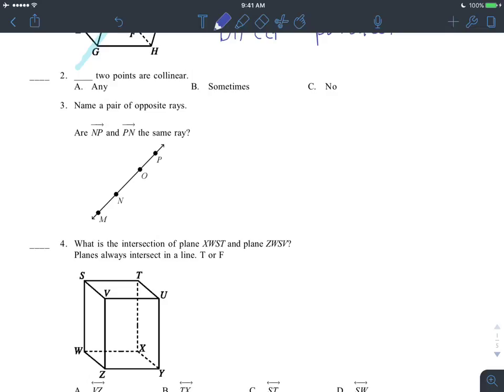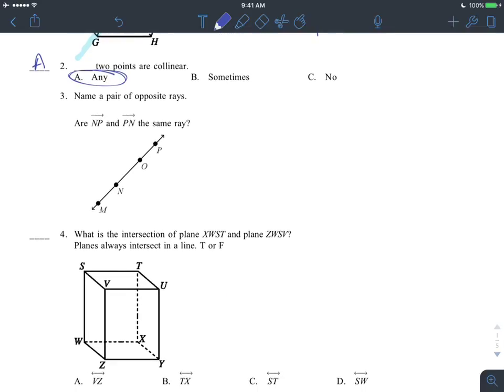All right, on number 2, blank 2 points are collinear. Any 2 points are collinear. No matter if they make a line or not, any 2 points are collinear. All right, on number 3, it wants us to name a pair of opposite rays.